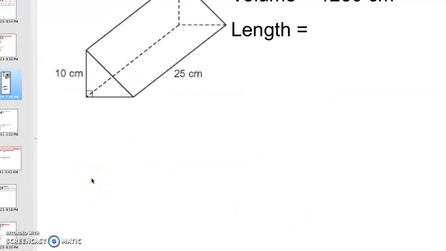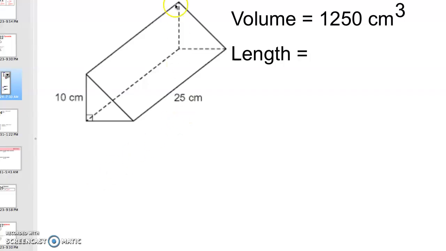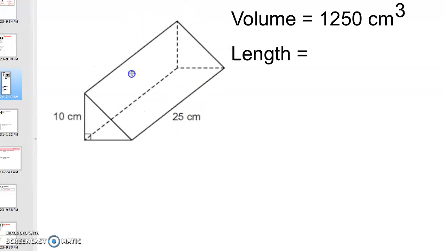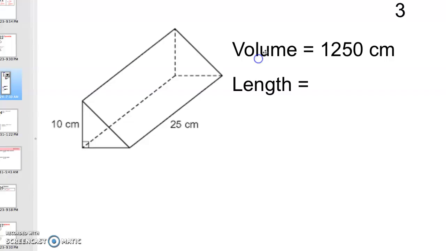Let's look at a triangular prism. They're going to be a little bit more challenging because the formula is a little bit different. So it gives me the volume. It's 1,250 centimeters squared. This is the side here that I'm missing. So this side right here. I don't know the base of my triangle. I know the height of my triangle and the height of the whole figure.